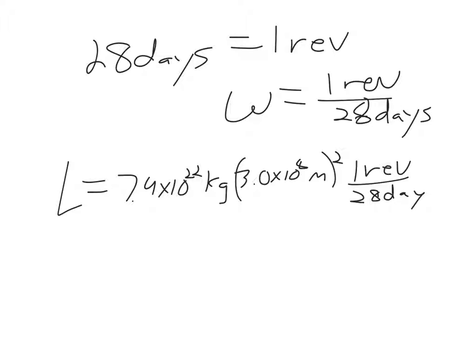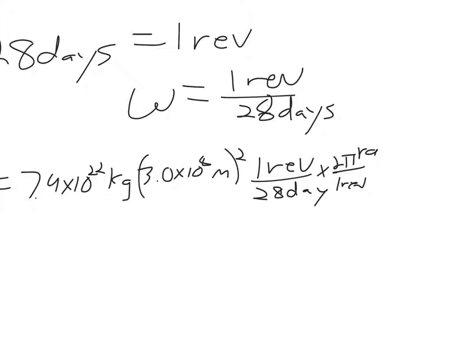Now, I really am going to have to convert that. So it's going to be times, let's get rid of rev, 1 rev per 2 pi radians. And I'll have to do days to seconds. So let's give ourselves some room before we do that. Radians times 1 day per, I guess it's 24 hours times 3,600 seconds in an hour, so 24 times 3,600 seconds. Okay. That's a lot to put in the calculator.